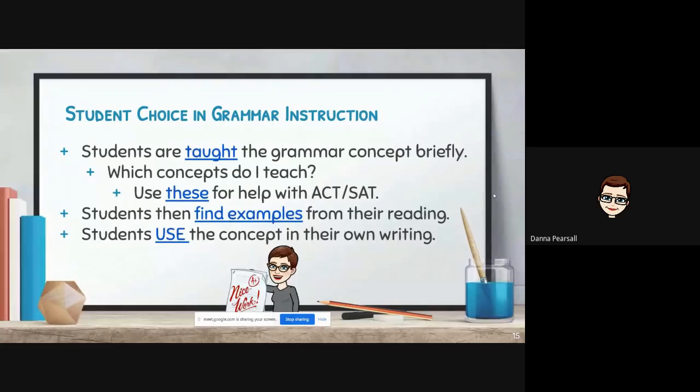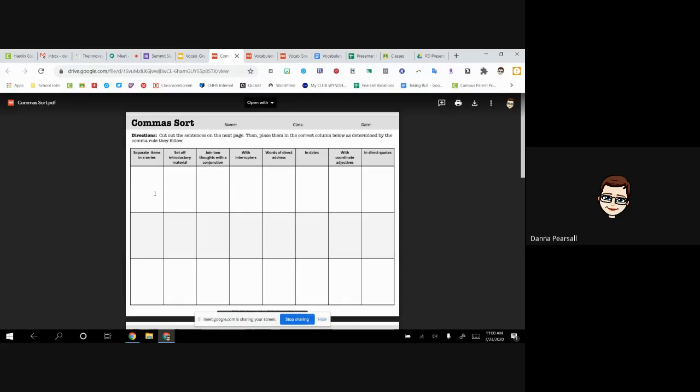Okay, so now how do we apply all of these concepts? I have some links here to resources that I have used to teach the grammar concepts. So I'm going to click this first one. So this is just one example, but you teach the concept briefly, like a mini lesson, or in an individual conference, just however it needs to be taught.